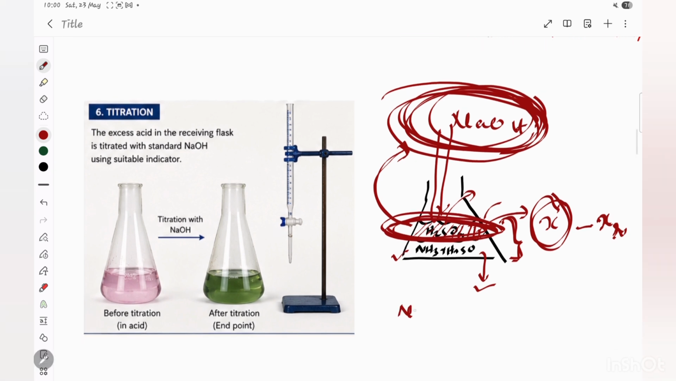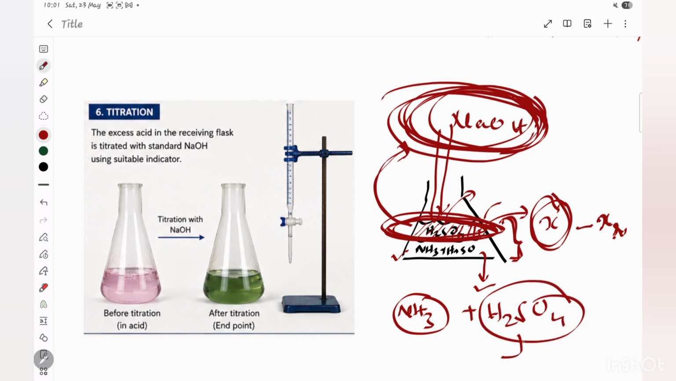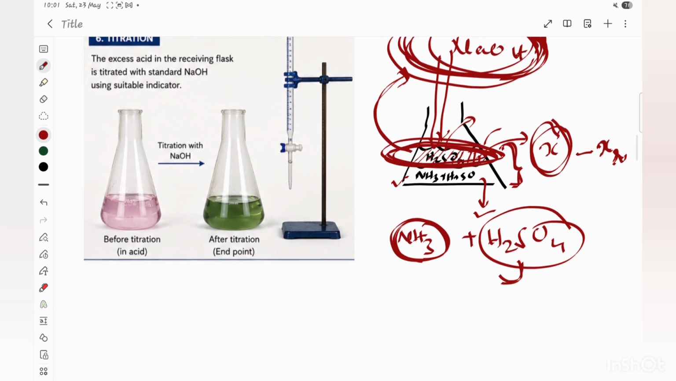If I am finding NH3 reacted with H2SO4, how much H2SO4 is used in reacting with NH3, then I can relate it with the number of moles of nitrogen. How is it going to come? Let's see with an easy trick. First I will discuss it with an easy trick, then you will understand.